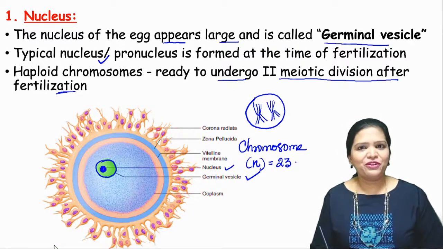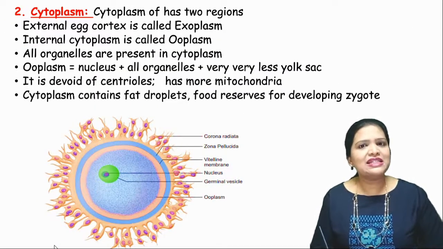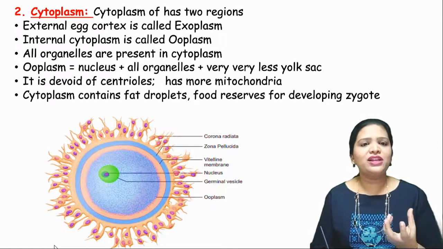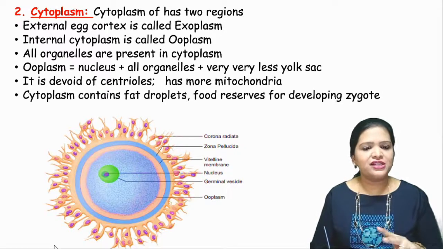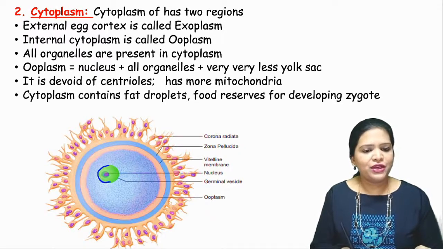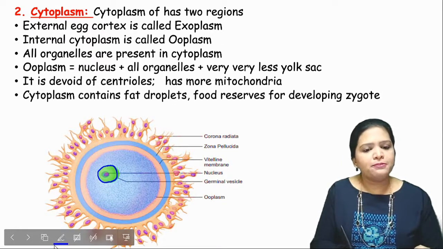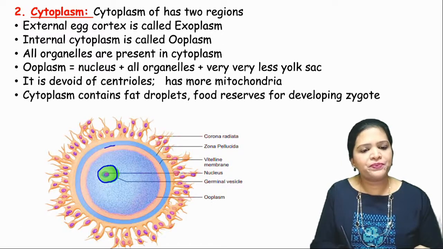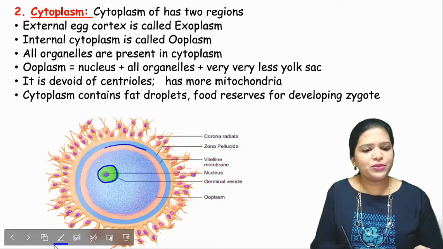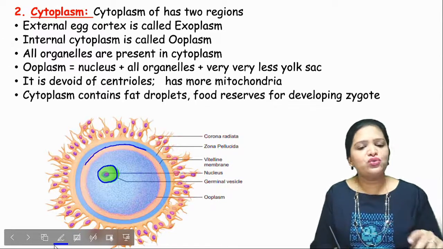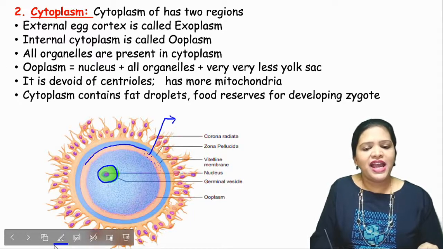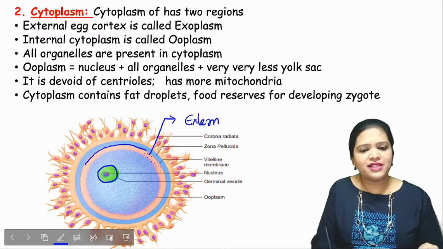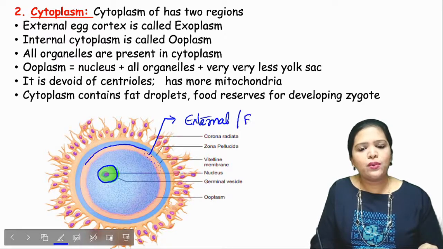Clear? Fine. The second structure present in the egg, surrounding the nucleus, we call the cytoplasm. This cytoplasm has two regions. See, this is the nucleus. Okay. So up to here is the cytoplasm. This cytoplasm has two regions. The outside, this orange color structure, the external cortex, this region is called the exoplasm.